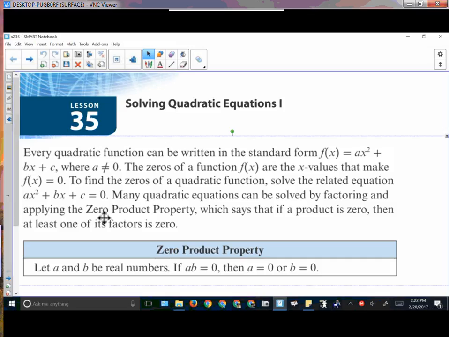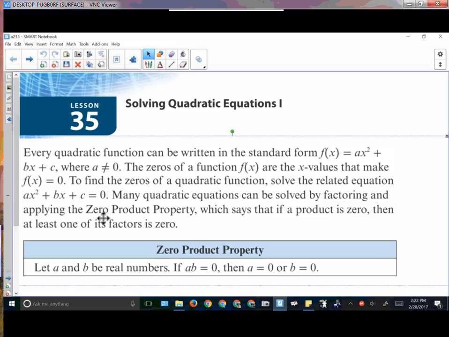If A and B are real numbers, and if A times B is equal to 0, then either A is 0 or B is 0. That does sound kind of obvious, doesn't it? That if you're multiplying two things together and they equal 0, well, one of them has to be 0.